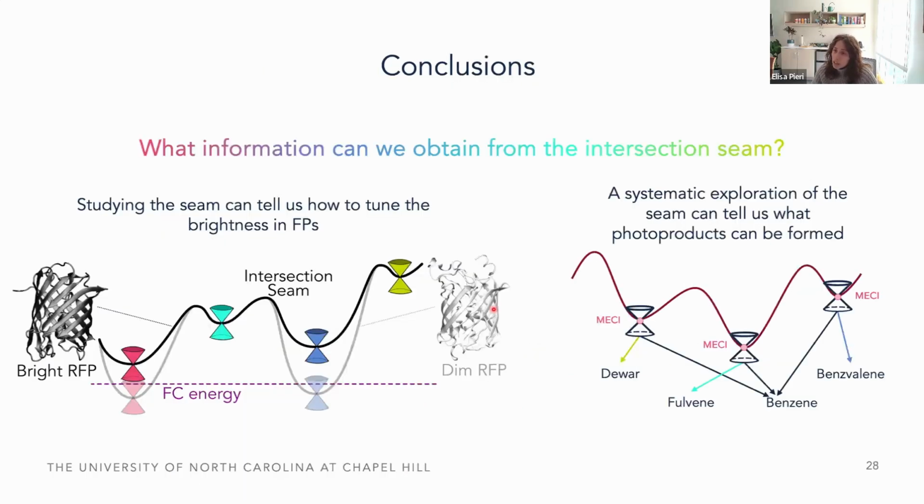So in conclusion, I hope I showed you some interesting things about the intersection seam. In this case here, we did just, let's say, a static exploration on the intersection seam, and we could find that the intersection seam is not as accessible in the bright protein as in the dim protein. And we could also find what amino acids are responsible for it. And we could use this information in the future to modify the protein to make it behave like we want. And before, I also showed you that just a systematic exploration of the seam can tell you what can happen to a molecule in gas phase when you shine light on it.